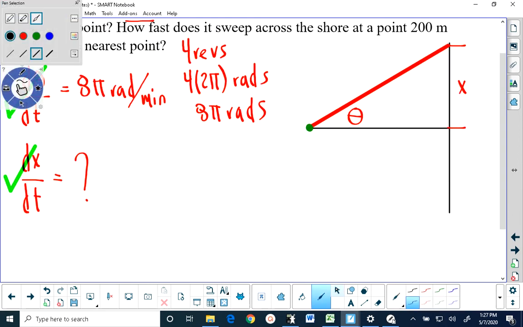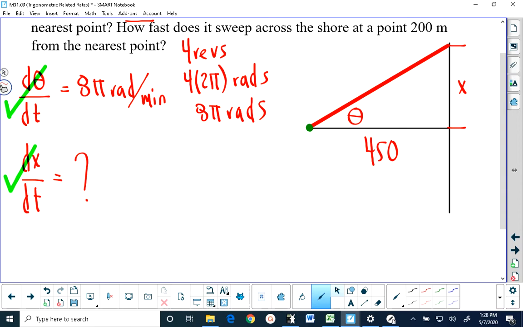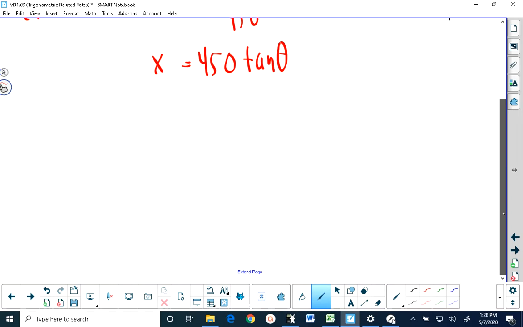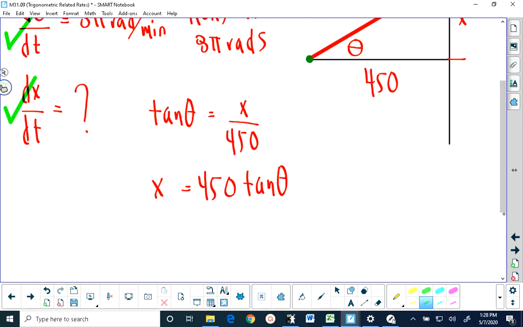One of the things that I forgot to put into my diagram, which is crucial to solving this problem, is that this distance is 450 meters. It's crucial because without that 450, you cannot come up with the equation relating theta and x. Tangent of theta will be the opposite side, which is x over 450, and we can simplify that to give x equals 450 tangent theta. That's my second step. First step, all of your rates of change in terms of the ones you know or want to know. Second step, done.